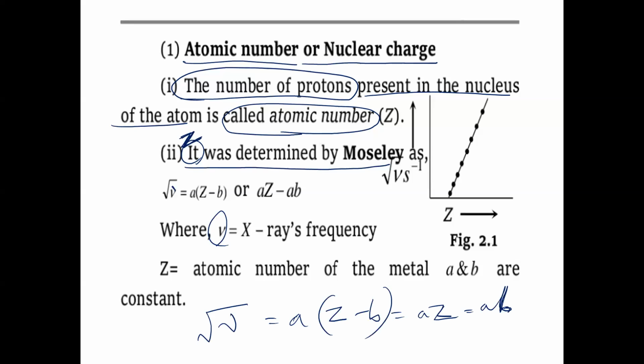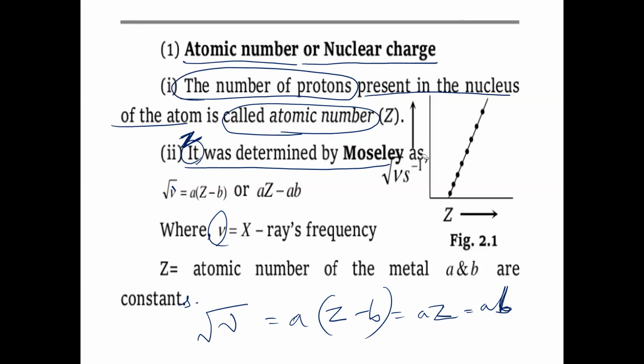Is that clear? So Z is the atomic number. Nu is the frequency of the X-rays used, and Z is the atomic number of the metal used. And a and b are constants. The a value and b value are both constants. Z is atomic number, and nu is the frequency of these X-rays.